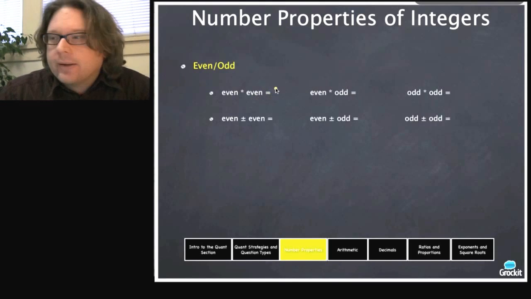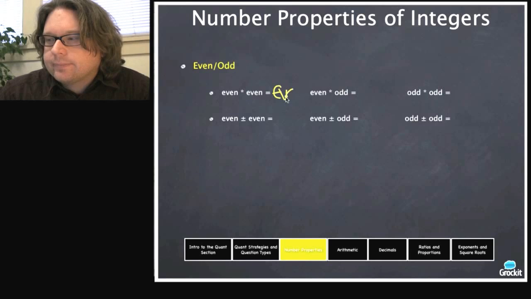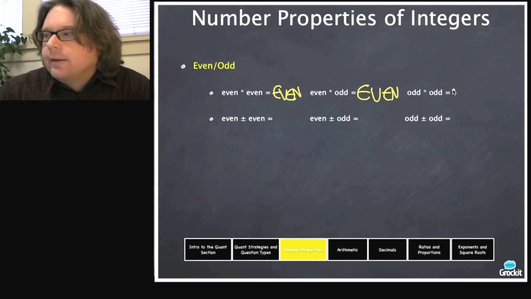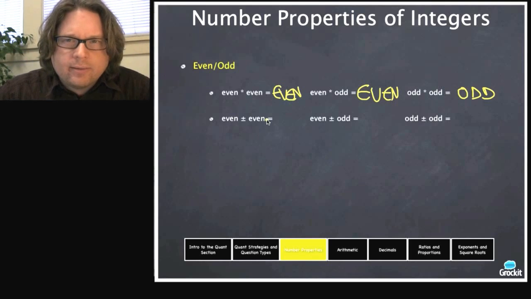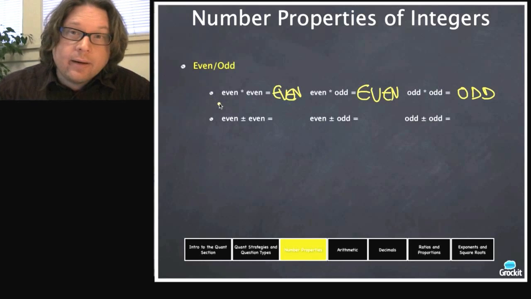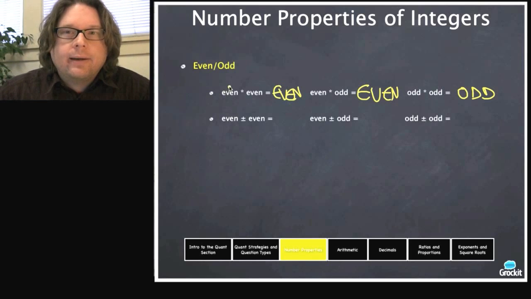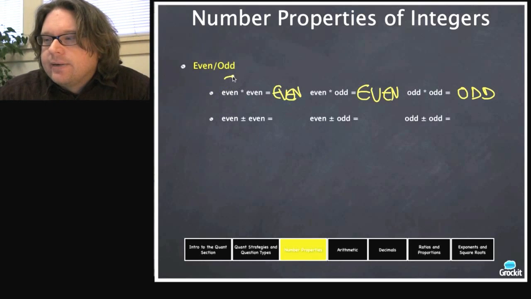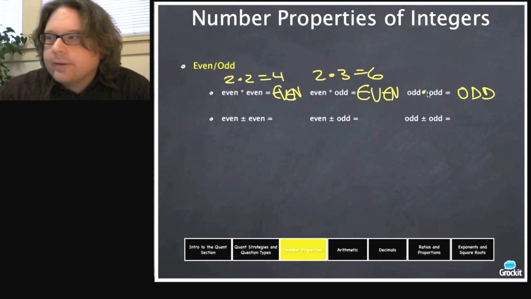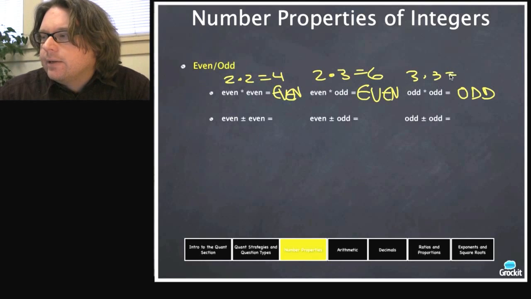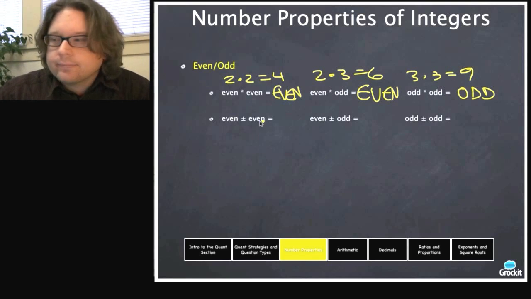Even times even is always even. Even times odd is also always even. It's only odd times odd that always gives you an odd number. If ever you're not sure about these rules, for whatever reason, just pick numbers like 2 and 3 and test them out. So even times even would be 2 times 2 equals 4. Yeah, it stayed even. Even times odd, 2 times 3 equals 6, stays even. Whereas 3 times 3 equals 9, it stayed odd.